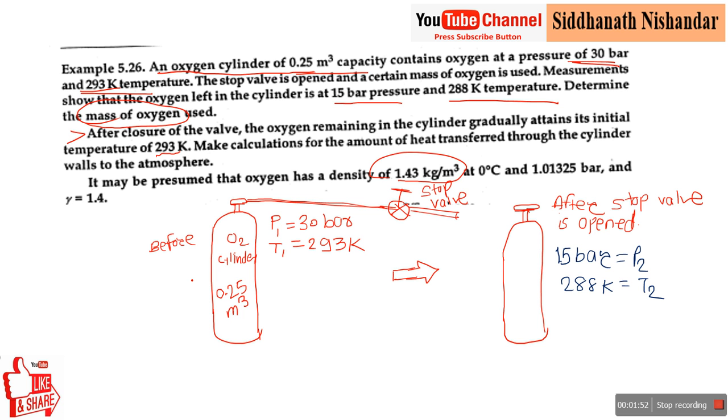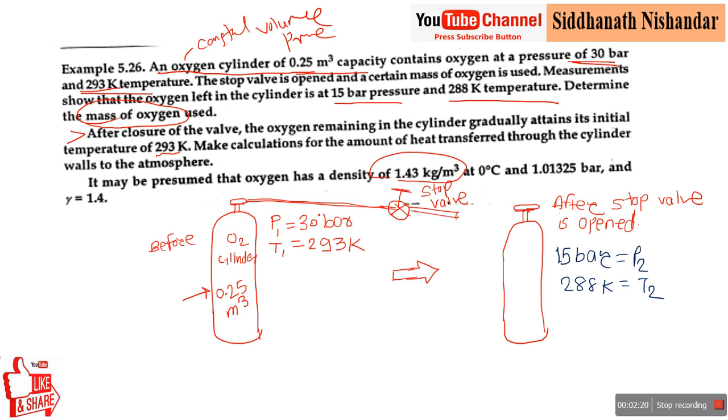They have given one oxygen cylinder having a volume of 0.25 meter cube. What it indicates is that this is a numerical on a constant volume process, because the volume of the oxygen cylinder is the same and its boundary is rigid, so it is a constant volume process.